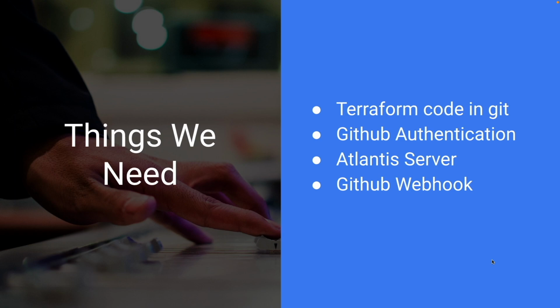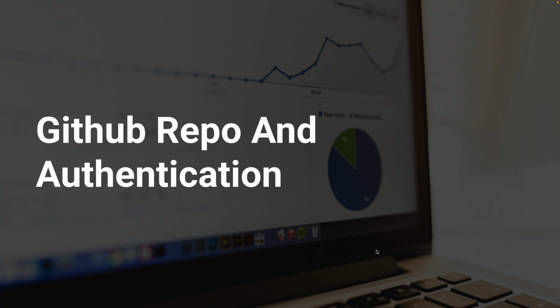So in this section, we'll try to cover the first two checklist items. We'll create a GitHub repo, and we'll also create one authentication token so that our Atlantis can interact with Git. Let's see that in action.